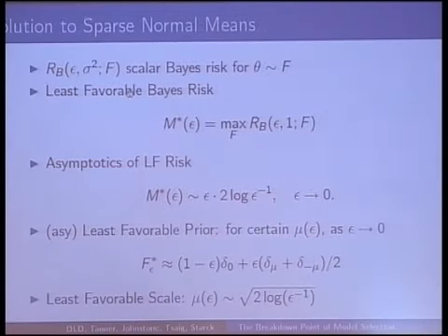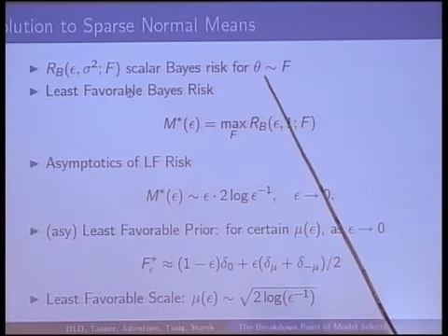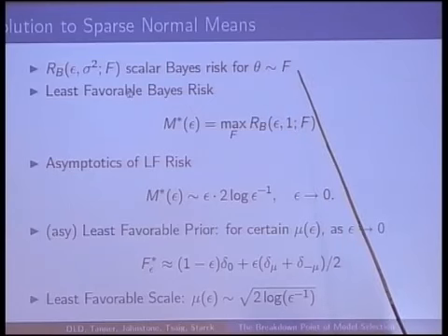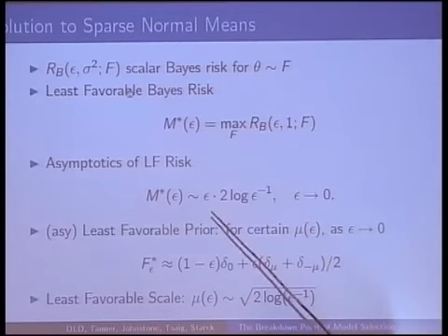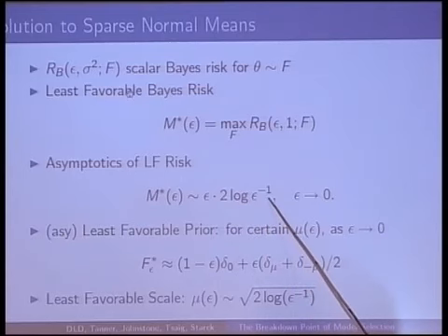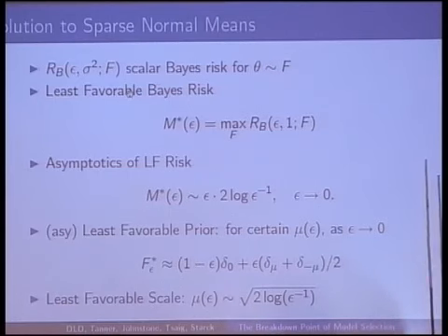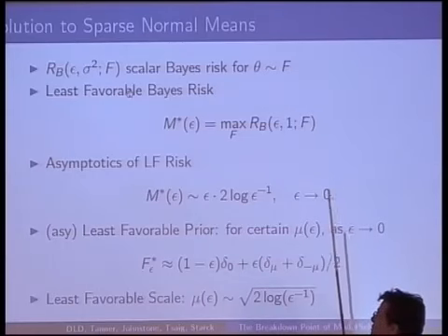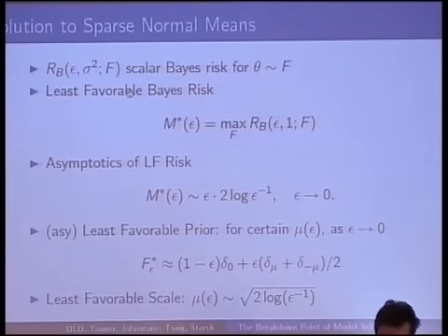The solution goes as follows. If we define the scalar Bayes risk when theta has a known law, then the least favorable risk is the largest that this can be. And the asymptotics of the least favorable risk one can work out. And the actual worst case prior that causes the least favorable risk one can work out. It's a 3-point prior, which puts mass at 0, of course, by constraint, and at 2 other points that can be characterized precisely.